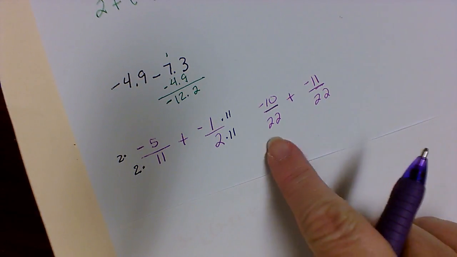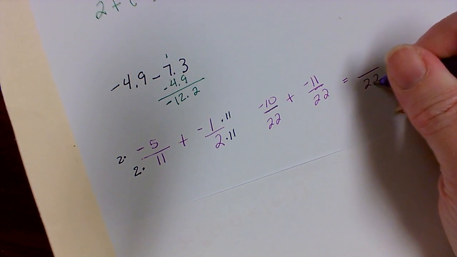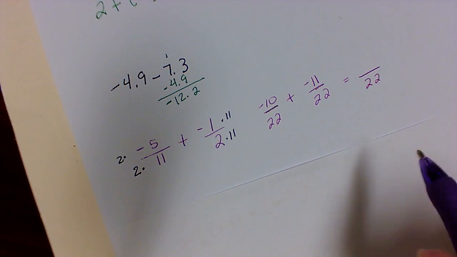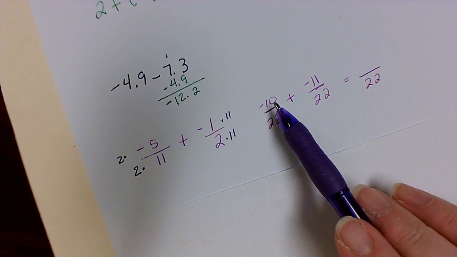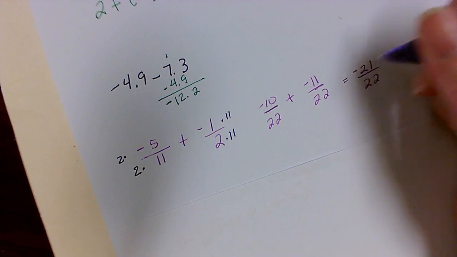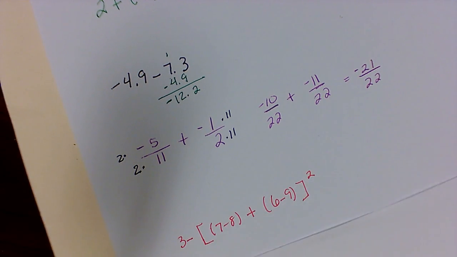So here I'm adding 2 fractions. I know this is going to stay the same on the denominator, and on my numerators I have the same sign, so I'm going to add them and keep the sign just like we did before. So 10 plus 11 is 21. Keeping the sign will be -21 over 22.